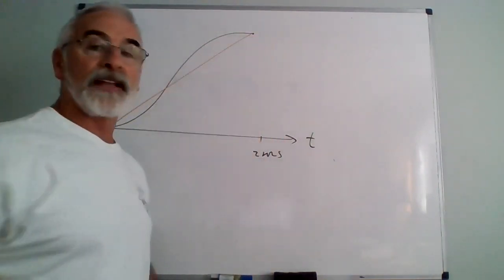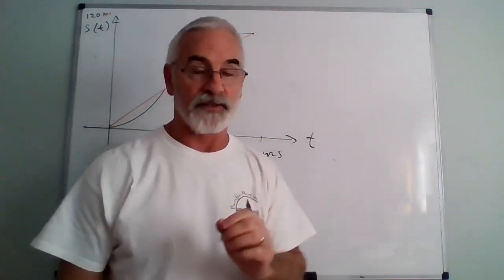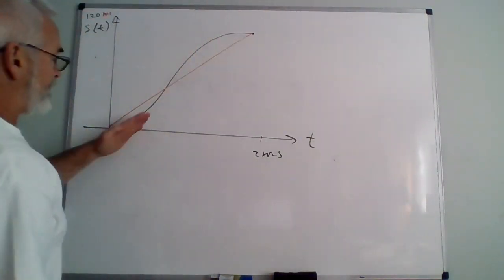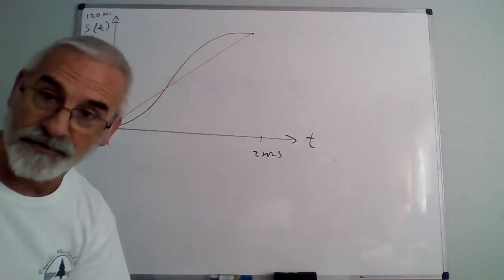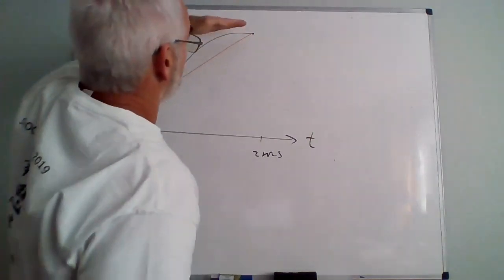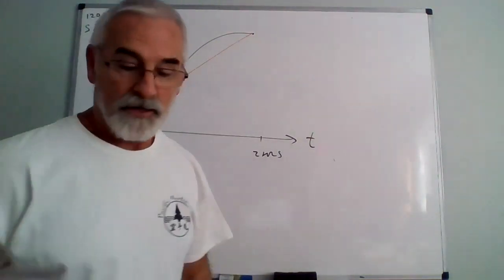The orange represents the average over the 2 hours, not the instantaneous. Instantaneous is how fast are you going right at that time. So places where the tangent line is steeper than the orange, then obviously I'm driving faster than 60 miles an hour. Places where the tangent line, right, isn't as steep are places where I was going slower than 60 miles an hour. So here's the question.